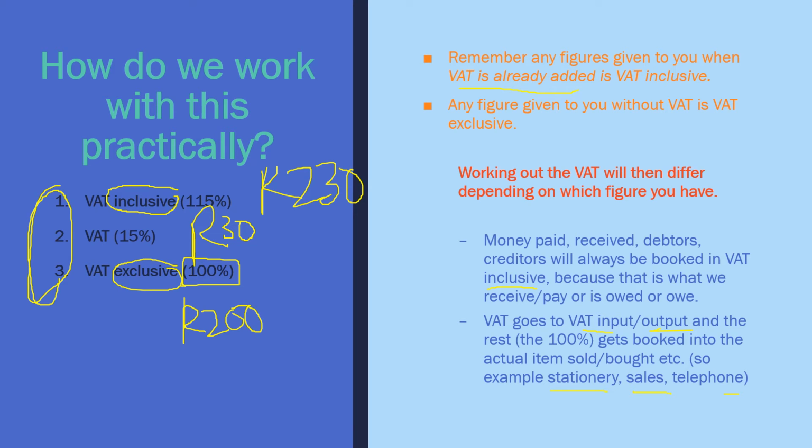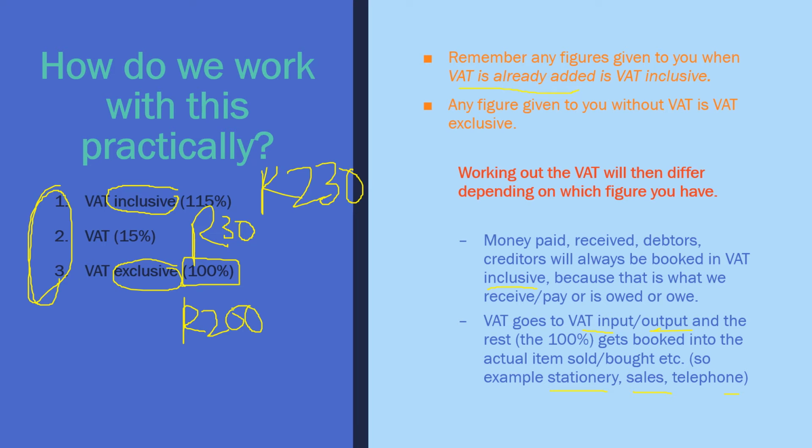So if I claim 30 Rand back from the 230 Rand invoice, what is the rest? That's what I'm saying, the rest. What is still on the invoice that's unclassified? 200 Rand. So the actual value of the stationery is 200. So I spent 230 at Walton's. 30 is VAT, 200 is stationery. That's what I meant with those two bullet points in blue.